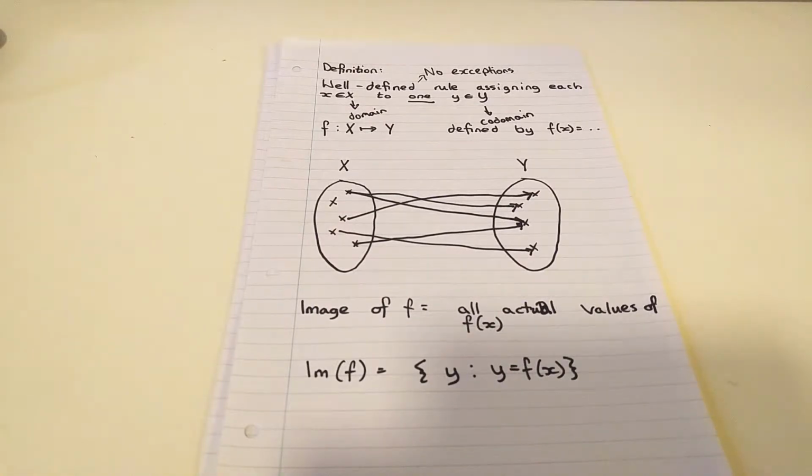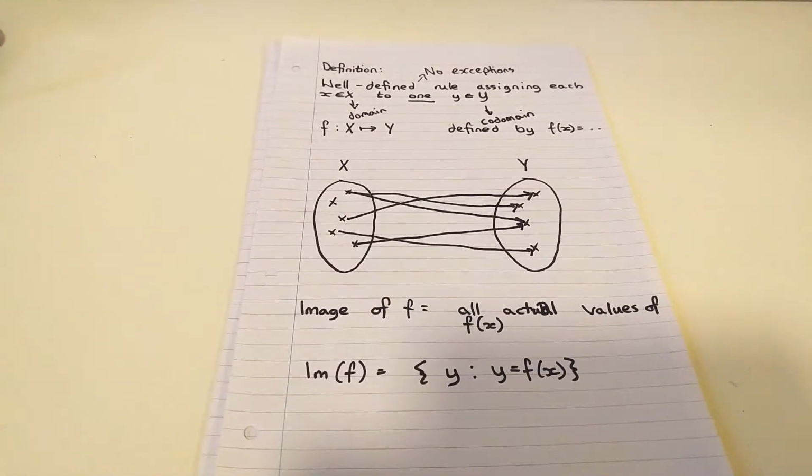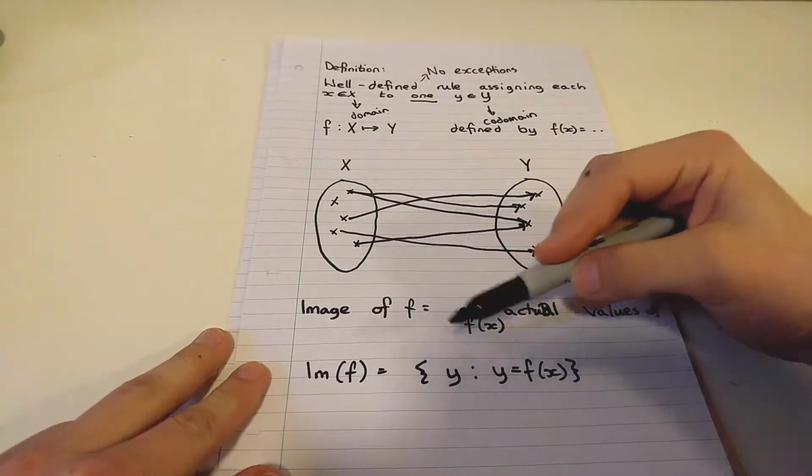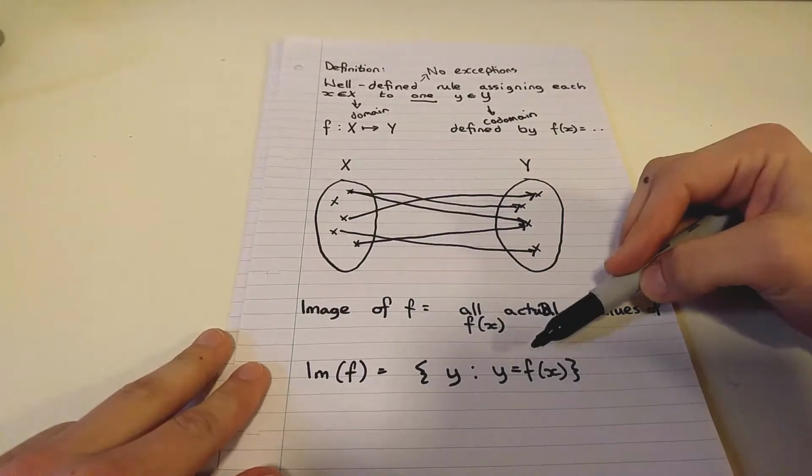One other thing we have to talk about is the image of f. The image is all the actual values of f of x that we use. So for example, if we use f of x equals x squared, the graph, as we can tell, doesn't go below the x axis. So although our codomain might be the real numbers, the actual image would only be the positive reals. And if you want the formal definition of it, the image of f is equal to the set of y such that y is equal to f of x.